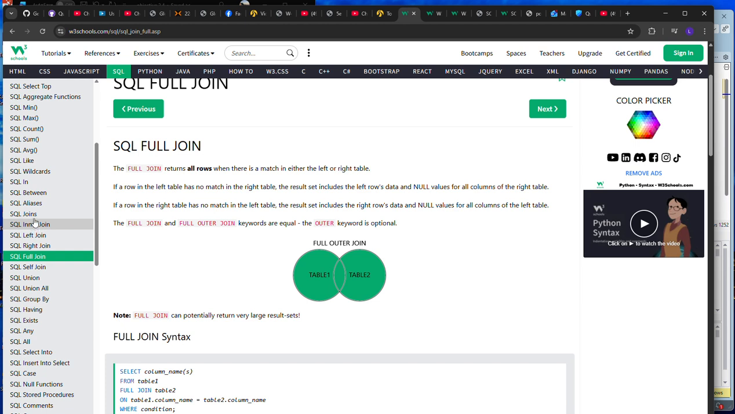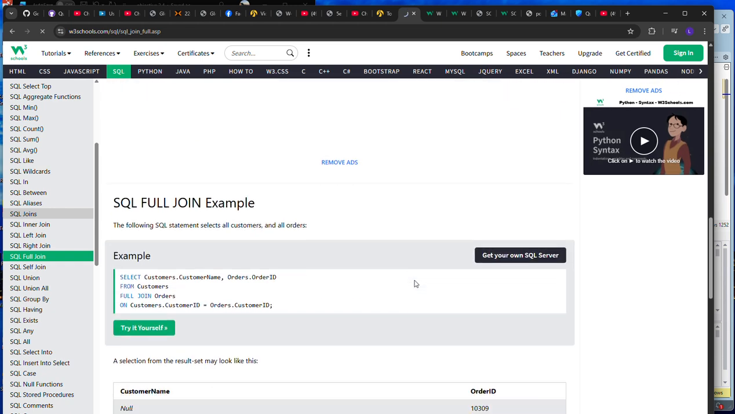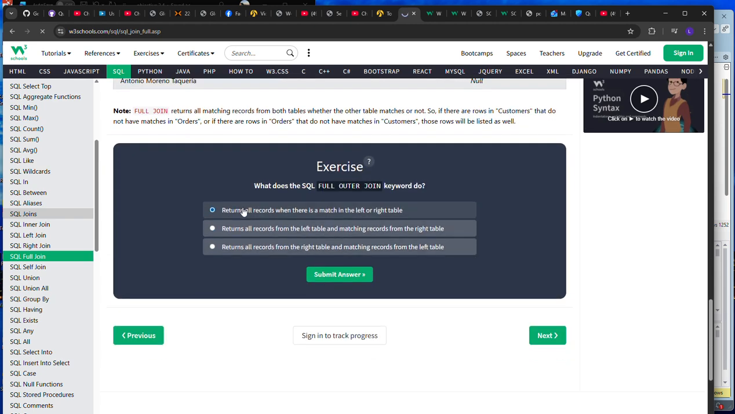However, I have gone through the joins, and let me just run through a brief description of the full join. The full join returns all the rows when there is a match in either the left or the right table. So an exercise that I did on this one, I answered this one, and just to show what's happening, that is indeed the right answer to that question.